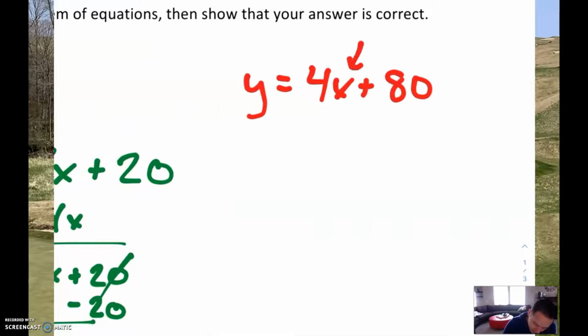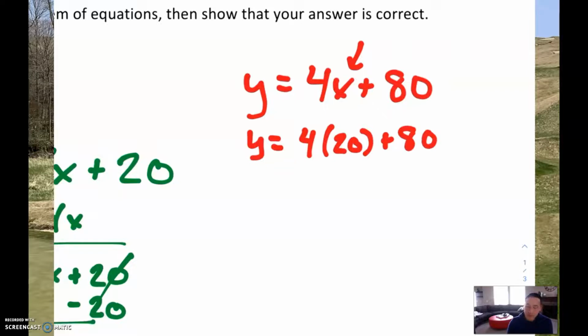So I'm going to replace this x with a 20. So we do y equals 4 times 20 plus 80. So we substitute x with a 20. Then it's just a matter of simplifying. 4 times 20 becomes 80.